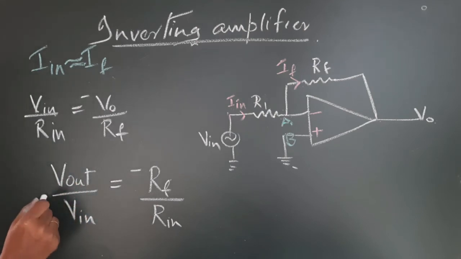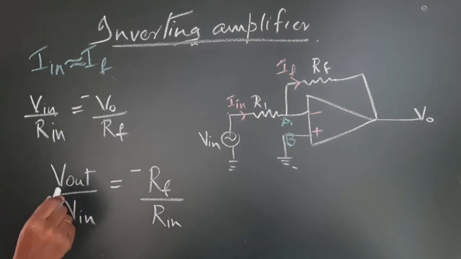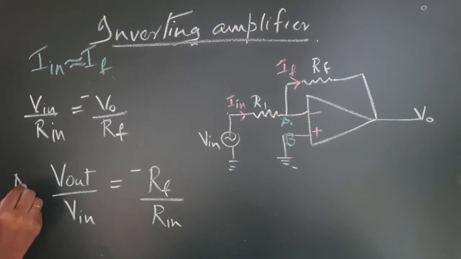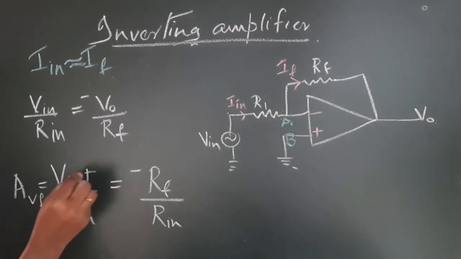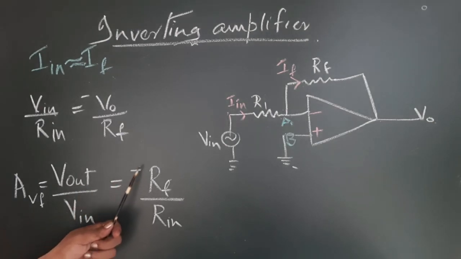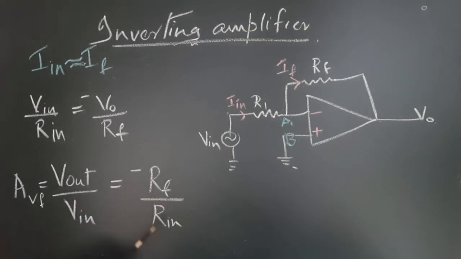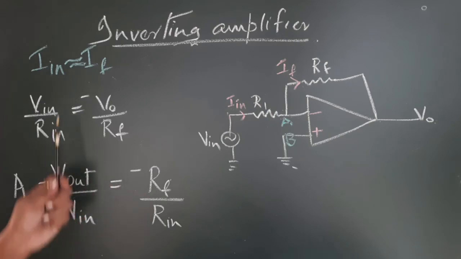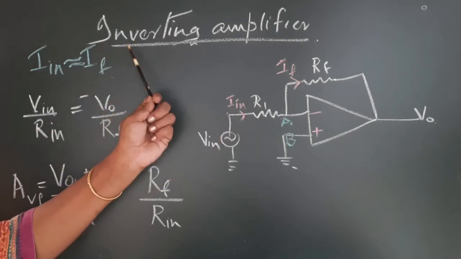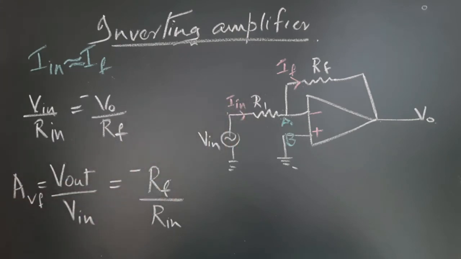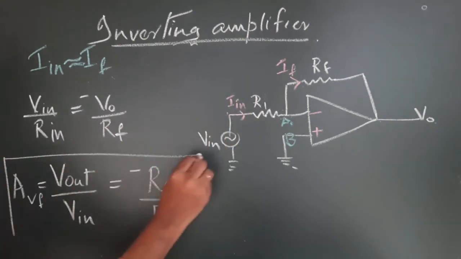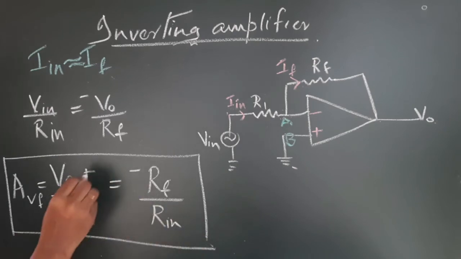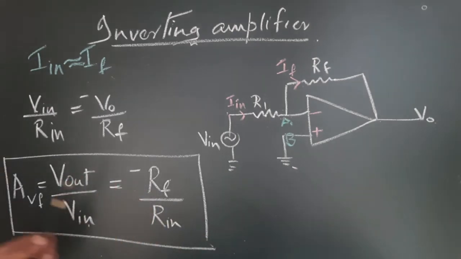So the voltage gain with feedback, this is gain with feedback, V out by V in is equal to minus RF by R in. This is the gain of an amplifier or op-amp in inverting mode. Inverting gain of an amplifier, V out by V in is equal to minus RF by R in. This is a very important expression, so be sure with the equation.